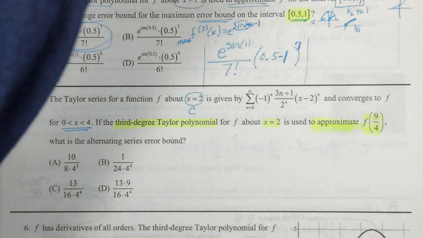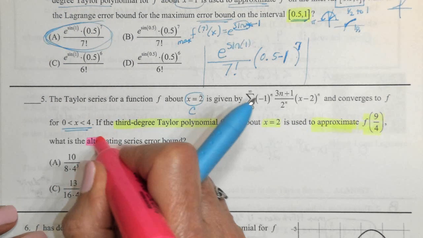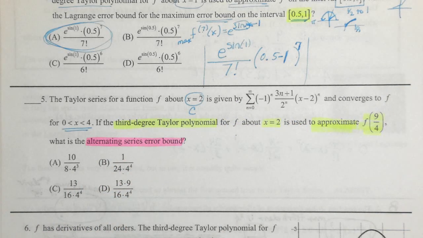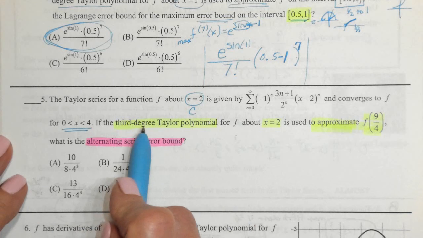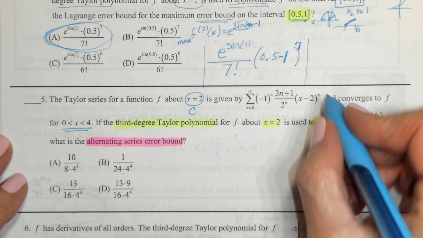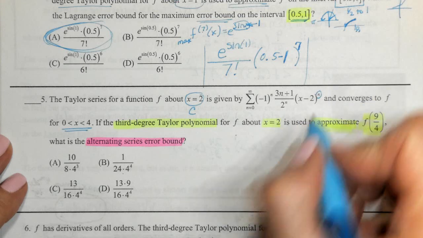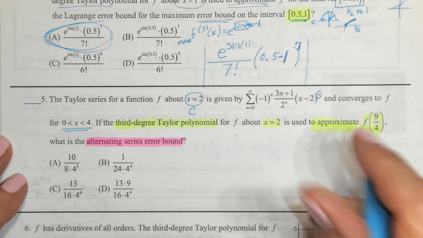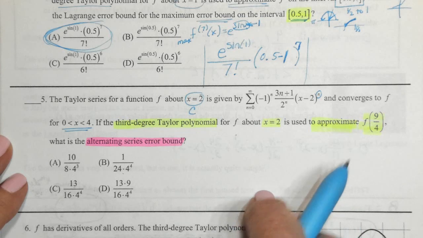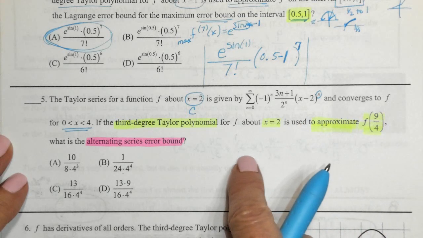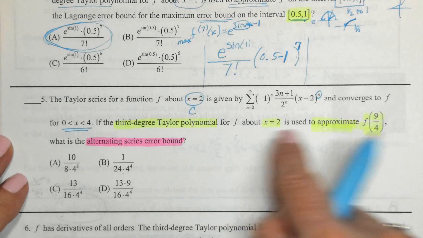Oh, alternating series error bound. Well, the alternating series error bound is not Lagrange error bound. Alternating series bound is just the next term. That's what it is. It's the absolute value of the next term. So, the third degree Taylor is the approximation. So, when n is 3, I will be at my third degree term, right? Well, that means that the error bound will be the next one.